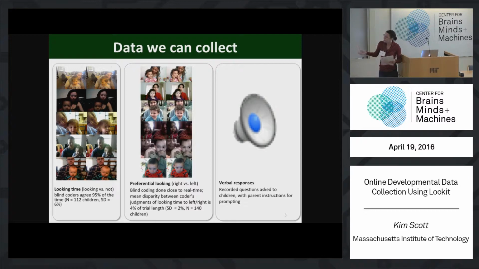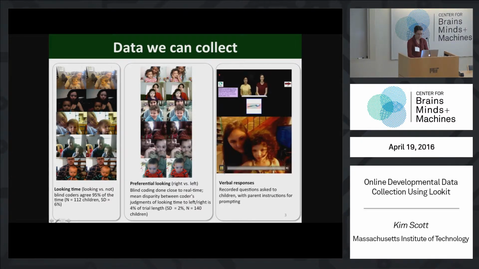We're able to collect both implicit and explicit measures of children's behavior. So we do looking measures. We can tell the difference between kids looking at the screen and not looking at the screen. We can tell the difference between kids looking to their right and to their left. We actually get intercoder agreement at least as good as in the lab. And we can also, of course, collect verbal responses.